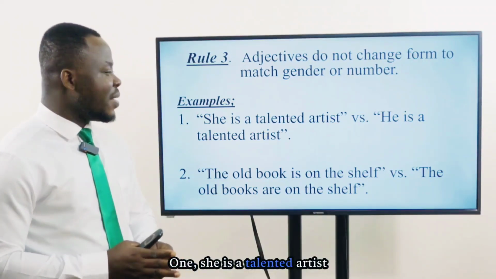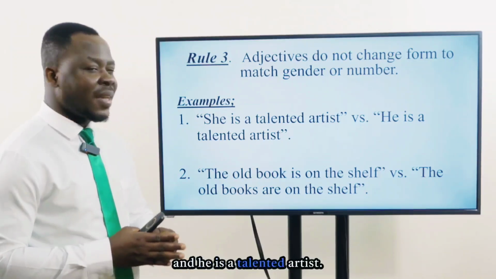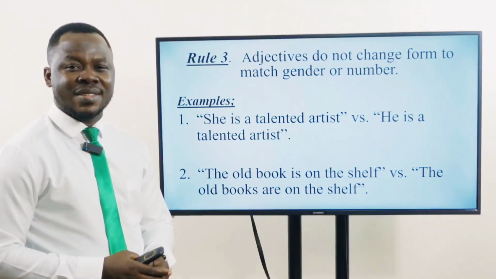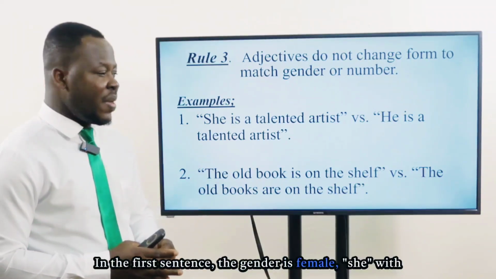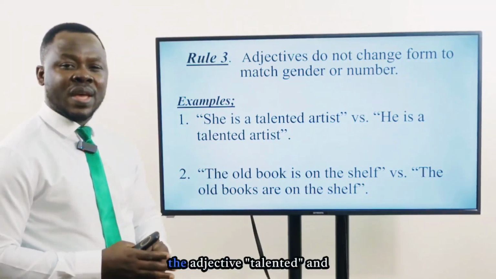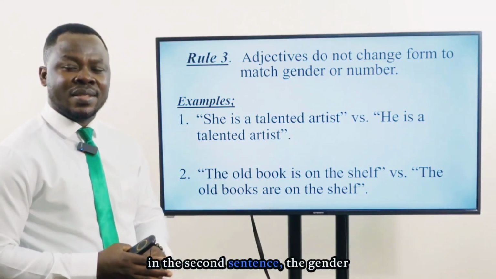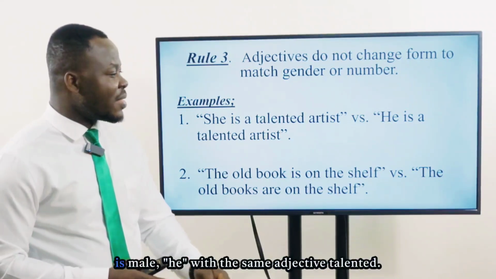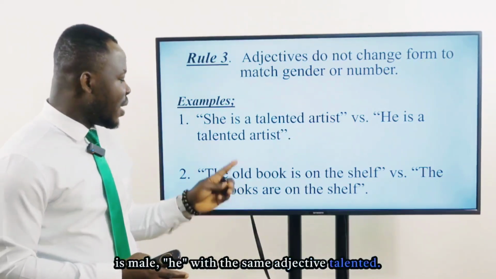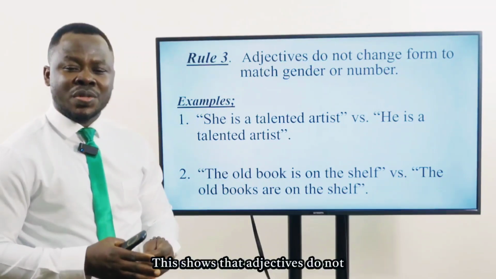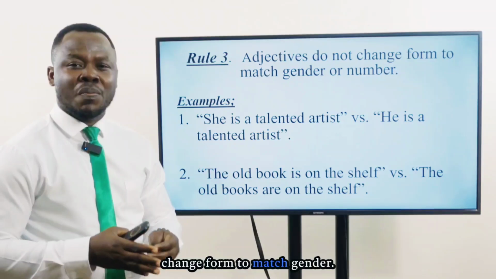She is a talented artist. And he is a talented artist. In the first sentence, the gender is female, she, with the adjective talented. And in the second sentence, the gender is male, he, with the same adjective talented. This shows that adjectives do not change form to match gender.